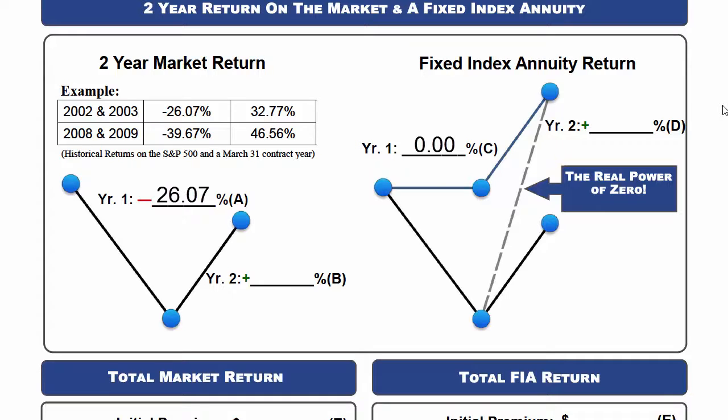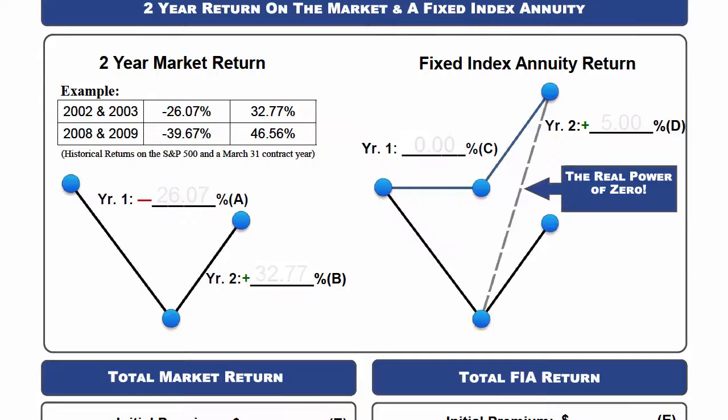Then in year two, when the market went up 32.77%, well, within our indexed annuity, we don't get the full participation of that 32%. We get up to a cap. Now, right now, a 5% cap is fairly common, so we'll just use an example of a 5% cap. So in year two, the indexed annuity would have gotten a modest 5% gain.